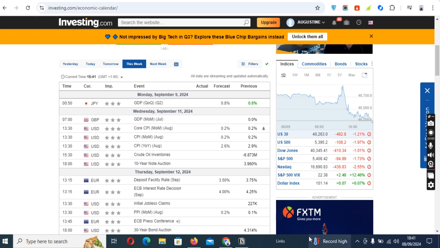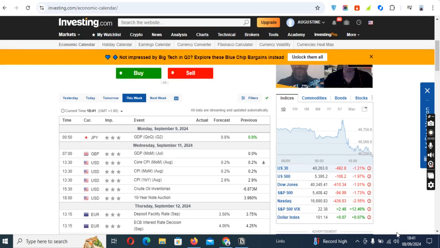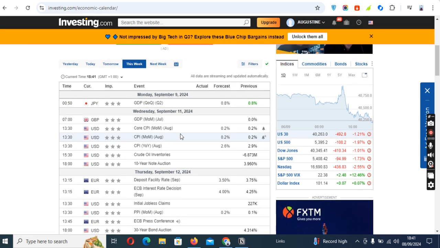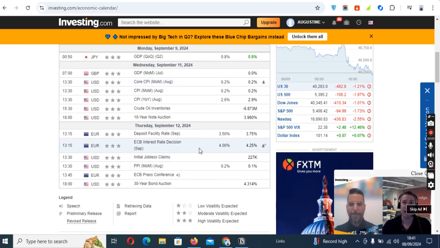Alright, today I will be talking about the directional bias for the week, today being 8th of September 2024. Before we start getting into the technicals, let's take a look at what the fundamentals are saying. As you can see right here, on Wednesday is CPI news for the dollar, and we have CPI and GDP for GBPUSD.